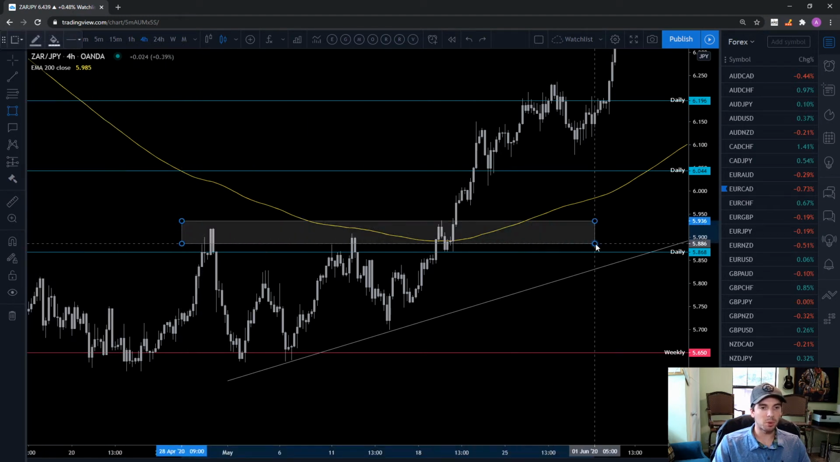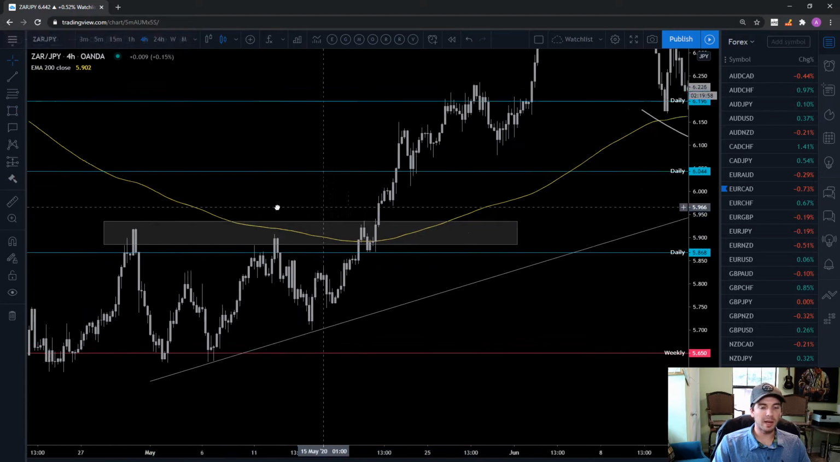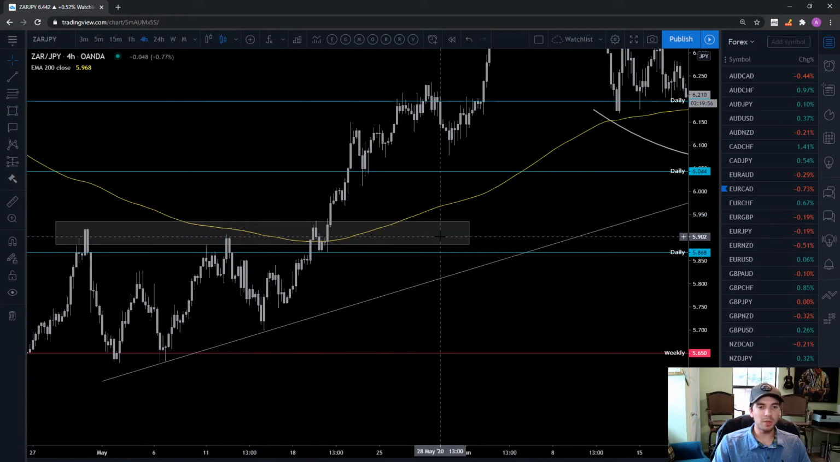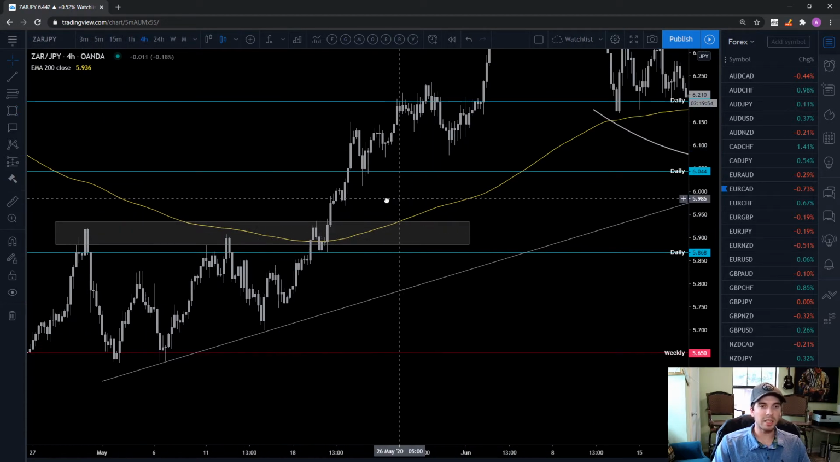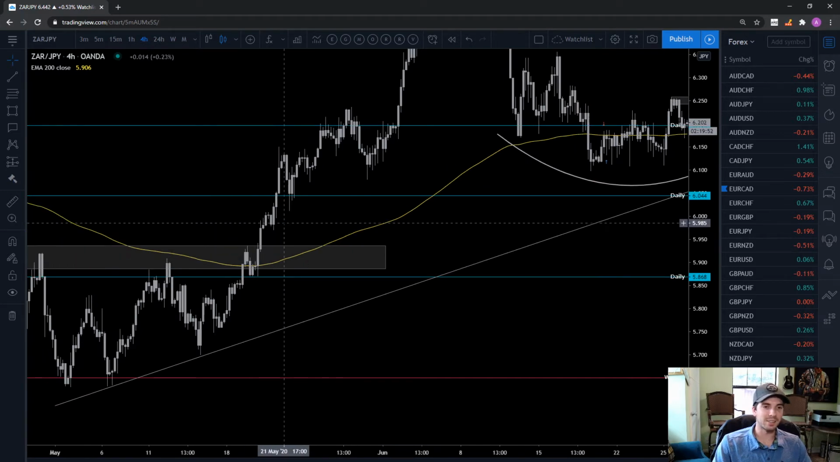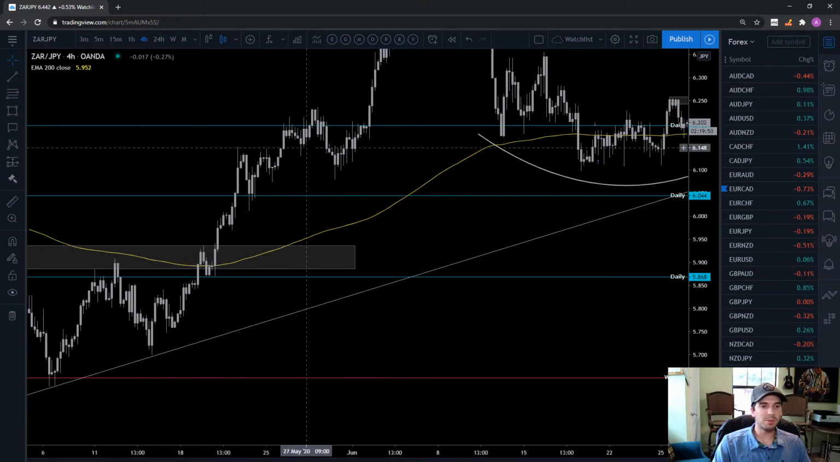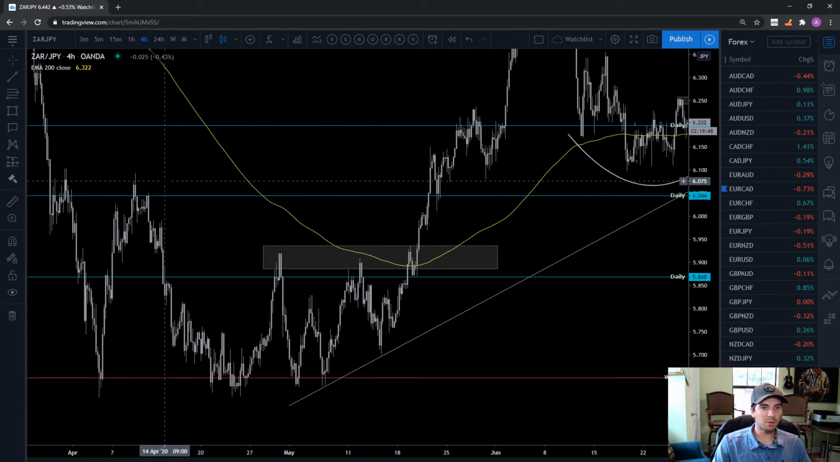This range here is support, and we're going to try and find a pullback into this range. But we don't get any pullbacks. The price never reclaims this range or retests this range. So price continues to move up. It actually blows pretty much right through this high.